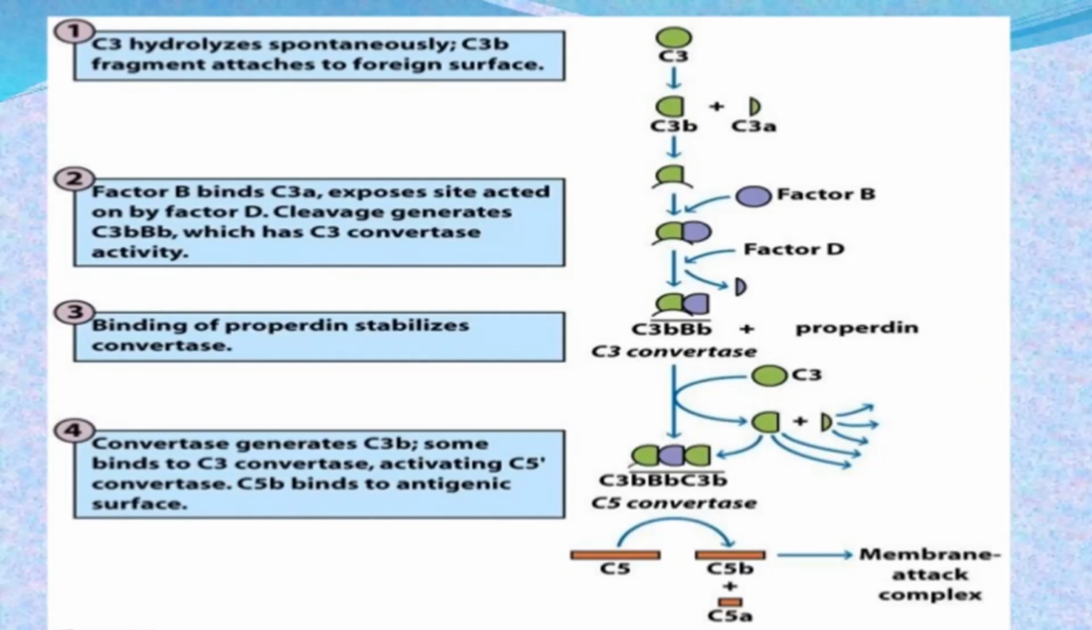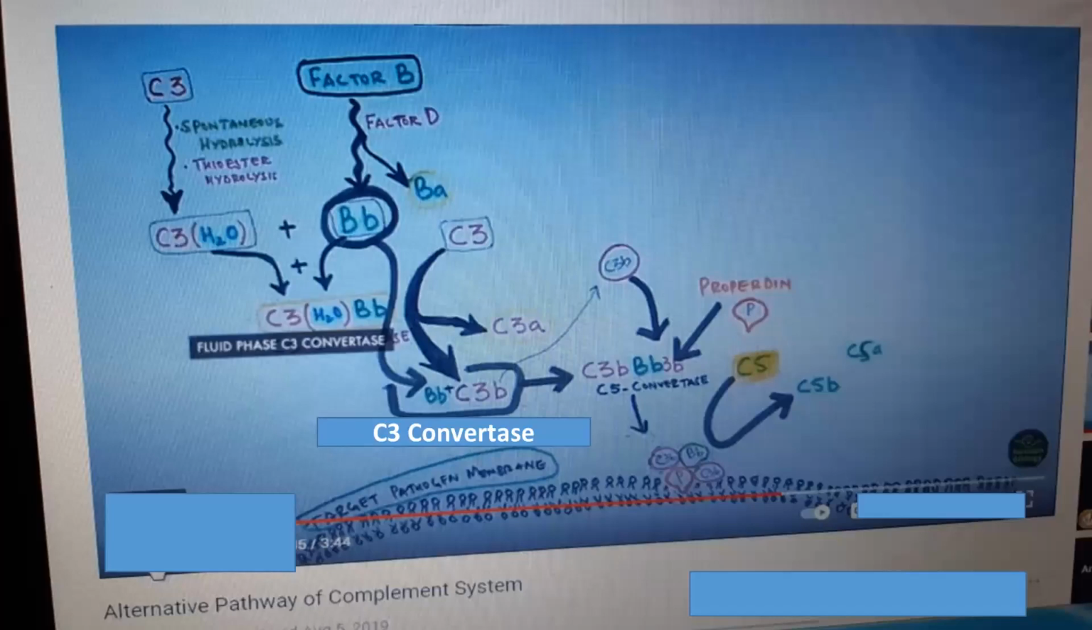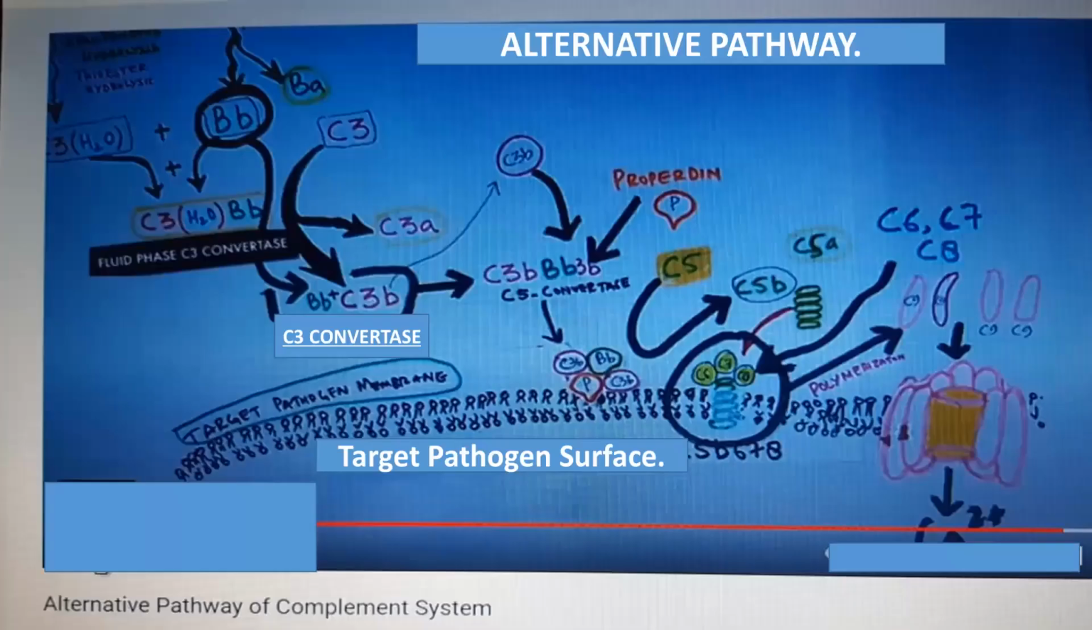Membrane attack complex is formed, which invades the membrane of the cell, and it causes pores on the surface of the membrane of the cell, and hence this way it lyses the cell and kills the cell. That's what it is. This is all about the alternate pathway.